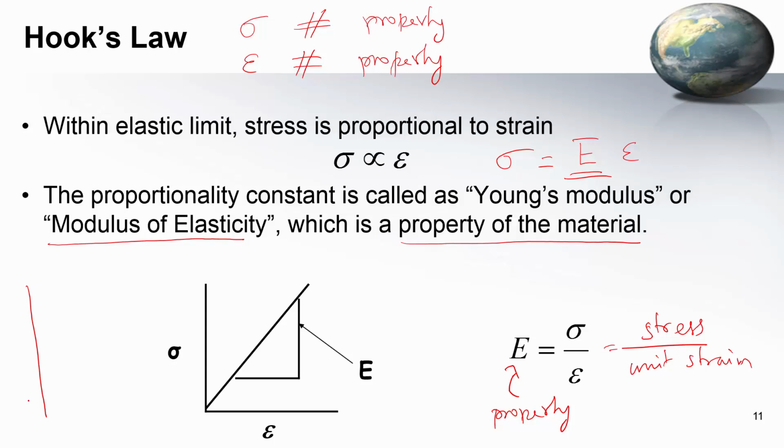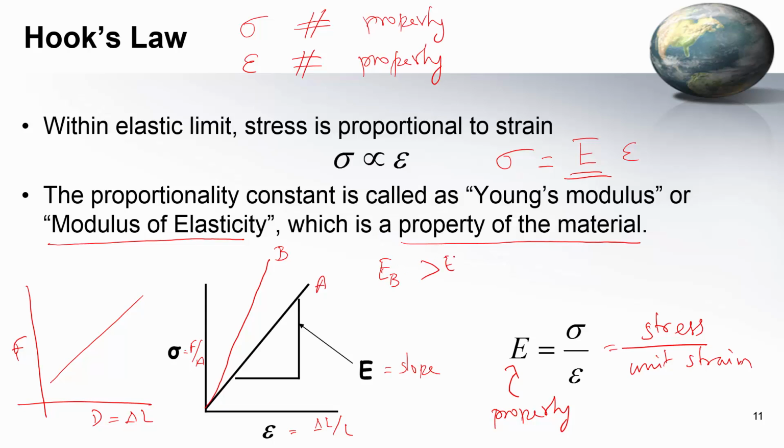A lot of times your instrument gives an FD curve, where F is the force and D is the deformation, or delta L. But stress is nothing but force per unit area, strain is nothing but delta L by L, and the slope is Young's modulus. So this might be material A, this might be material B, then Young's modulus of B is greater than the Young's modulus of A, and B is stronger than A.